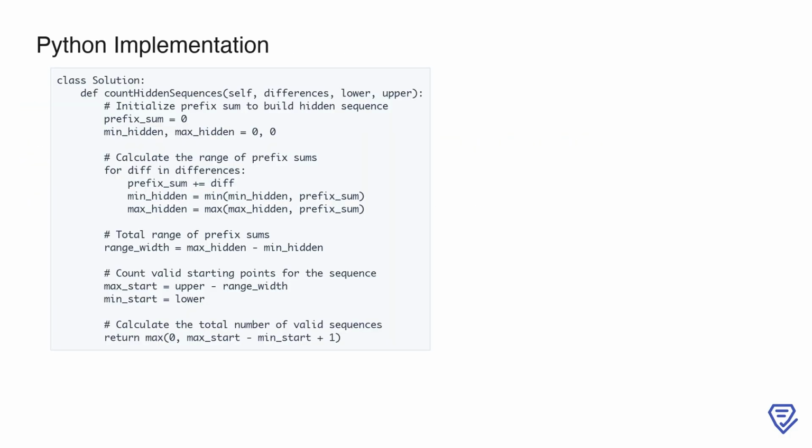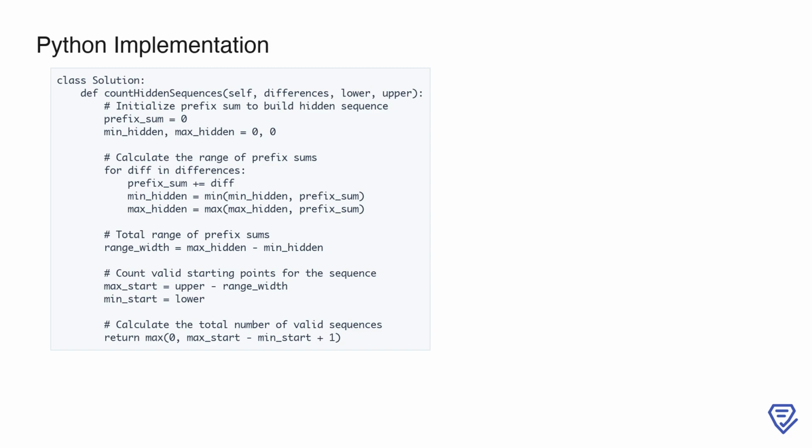The provided code solves LeetCode problem number 2145, Count the Hidden Sequences, which involves calculating the number of valid hidden sequences based on the differences array and the bounds lower and upper. First, the prefix_sum is initialized to 0. This represents the cumulative sum of the differences, which helps reconstruct the hidden sequence.